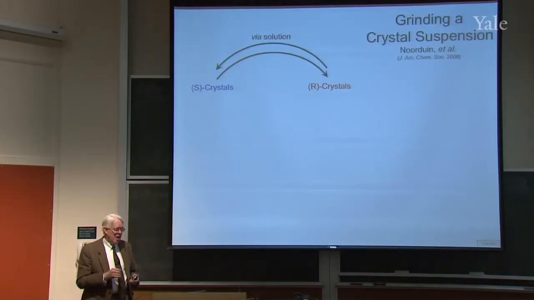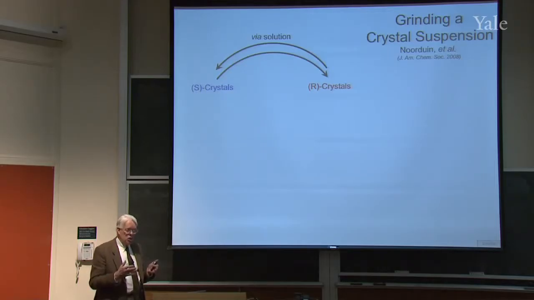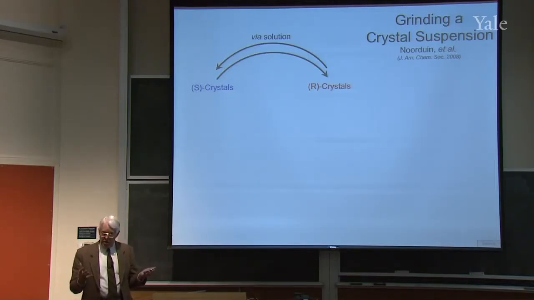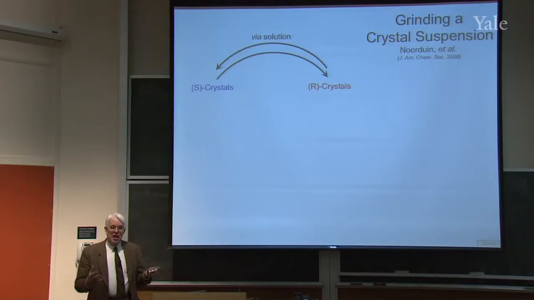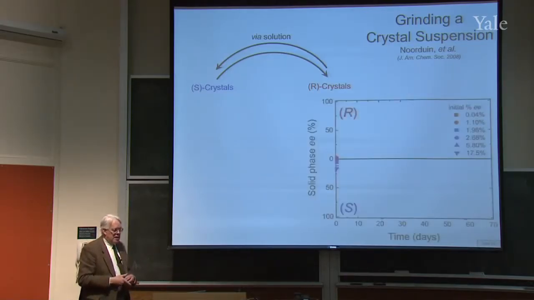So there was this very interesting paper two years ago by a group in the Netherlands, Noorduin was the lead author, about grinding a suspension of these crystals. That is, these right and left-handed crystals of that compound. When they're in solution, they can interconvert because there's base in there. And so a molecule comes off the crystal, goes into solution, racemizes, and then goes back on one crystal or the other, right?